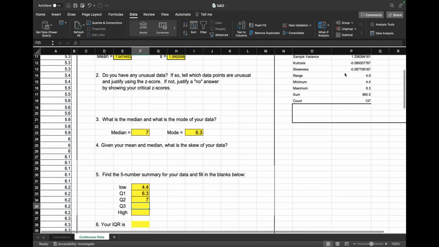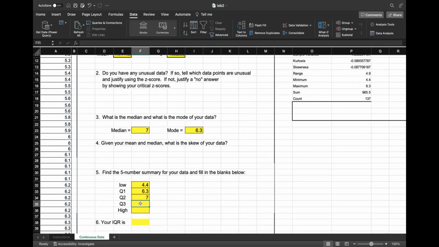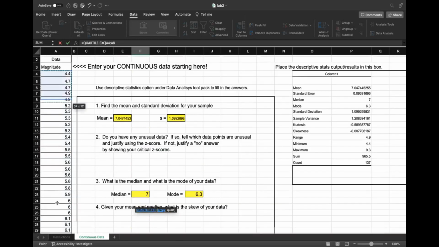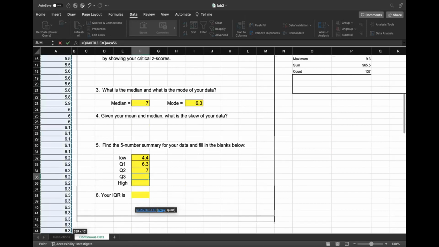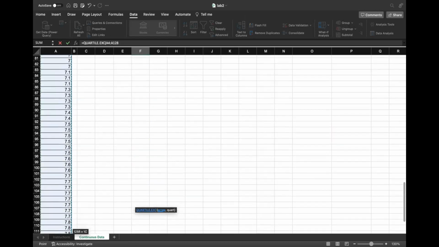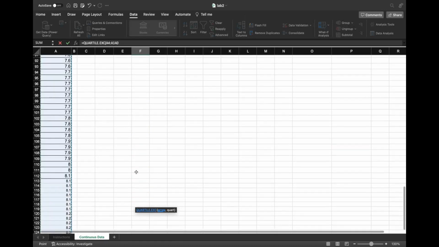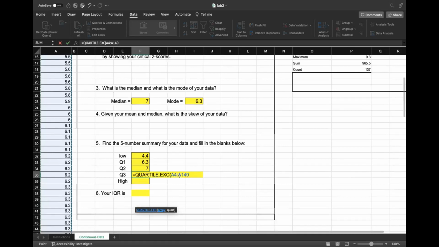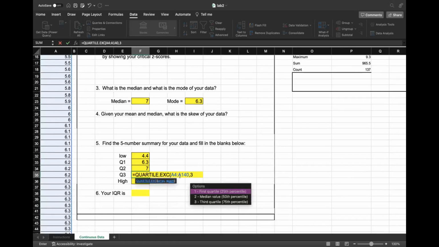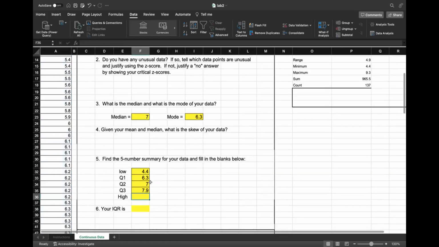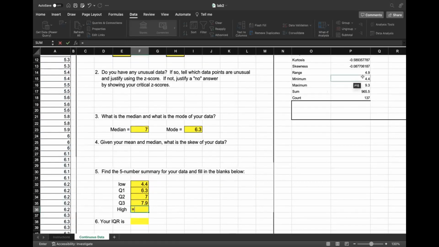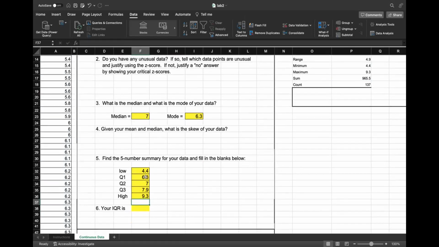That's just my median, so equals that. Once again, quartile 3 equals quartile. My array is all of these. Okay, all of those, comma, quartile 3. Close my parentheses, hit enter. The high is my maximum, so I'm going to hit equals maximum, enter. All right, so it put all of those values in there, it populated them.